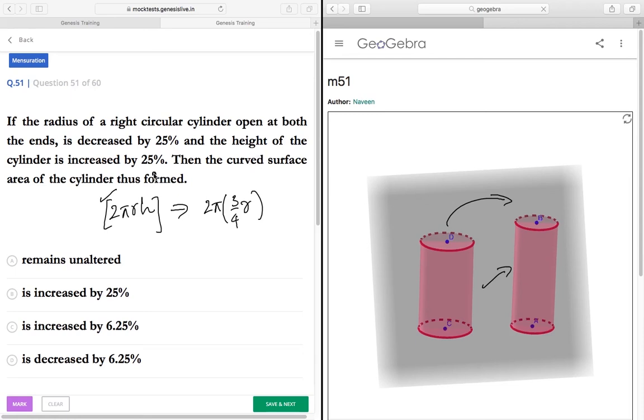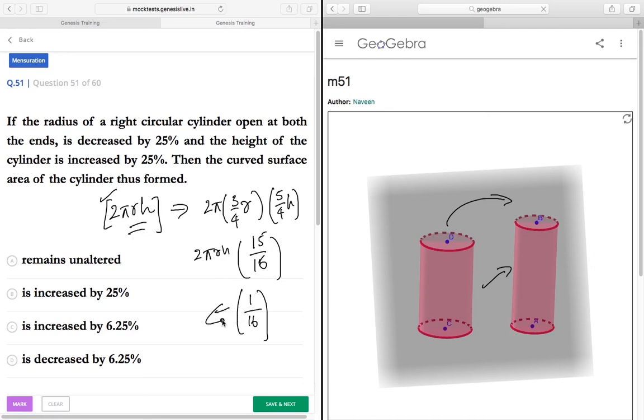Similarly, height has increased by 25%, so it becomes 5 by 4 h. So 5 is more than 4 by 1, so the change is 1 by 4th, which is again 25%. Hope this is clear. So it becomes 2 pi RH into 5 3s are 15 divided by 16. Now observe, 15 is less than 16 by how much? 1 by 16. So the change is actually 1 by 16th. So overall change with respect to the first one is 1/16th.